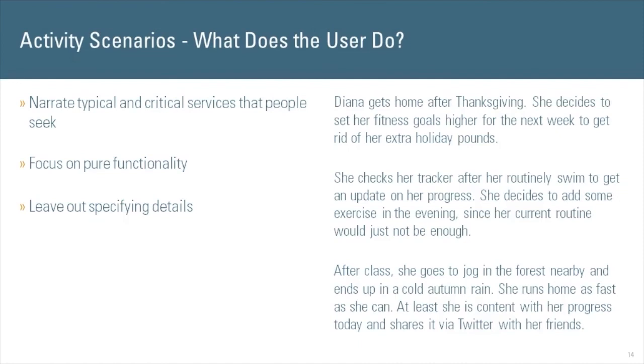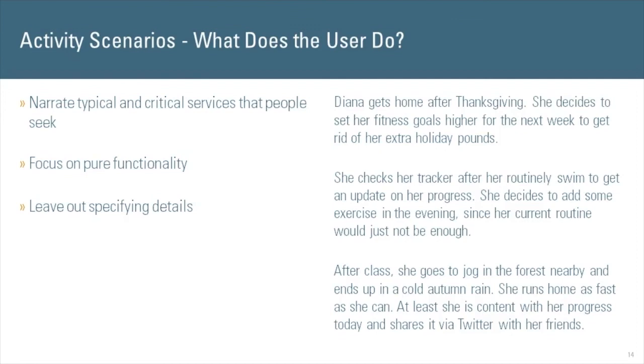So, activity scenarios describe essentially what are typical and critical services that your user wants from your system, and they are rather abstract. They focus on pure functionality and don't talk about how the system reacts, how information is displayed, just what, for example, I want to increase my step count for the next few days. Like here in this scenario, Diana gets home after Thanksgiving. She decides to set her fitness goals higher for the next week. So she interacts with the system to get rid of her extra holiday pounds.